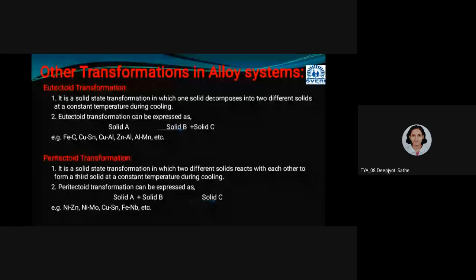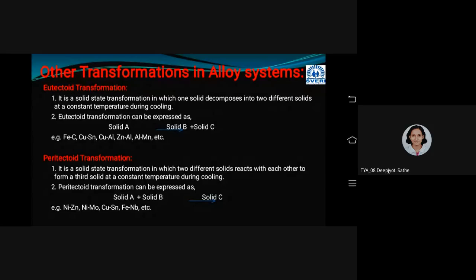That is the eutectoid transformation. And what is the peritectoid transformation? Two different solids will combine to form a third new solid, and all these transformations occur at a constant temperature during the cooling process only.